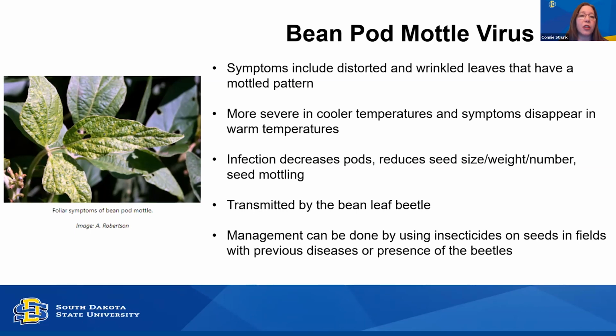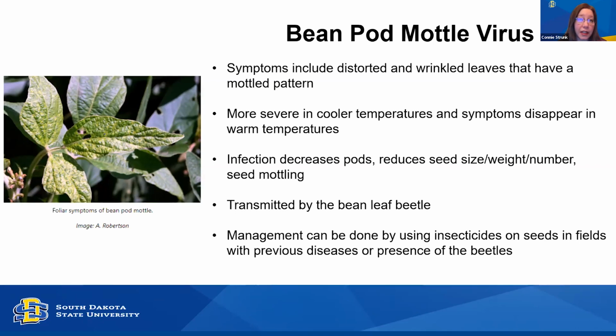You're going to see more of that color disparity in cooler temperatures. When seasons warm up, you're going to see some of those colors go away or kind of fade out. They're just not as pronounced. With viruses, the heat really will mask a lot of things out there for symptoms. So with BPMV, infection can decrease the number of pods on a plant, reduces that seed size, weight, and number, and it also will cause some mottling of that hilum.